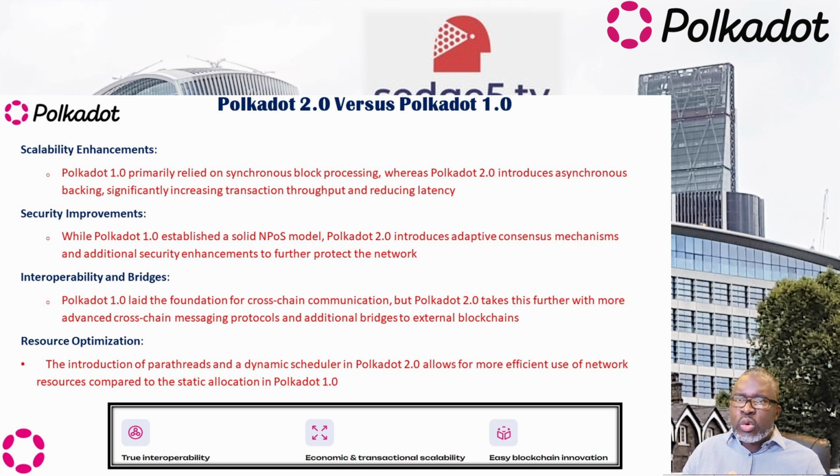While Polkadot 1.0 established a solid nominated proof of stake model, Polkadot 2.0 introduces adaptive consensus mechanisms and additional security enhancements to further protect the network. Moving on to interoperability and bridges, Polkadot 1.0 laid the foundation for cross-chain communication, but Polkadot 2.0 takes this further with more advanced cross-chain messaging protocols and additional bridges to external blockchains.